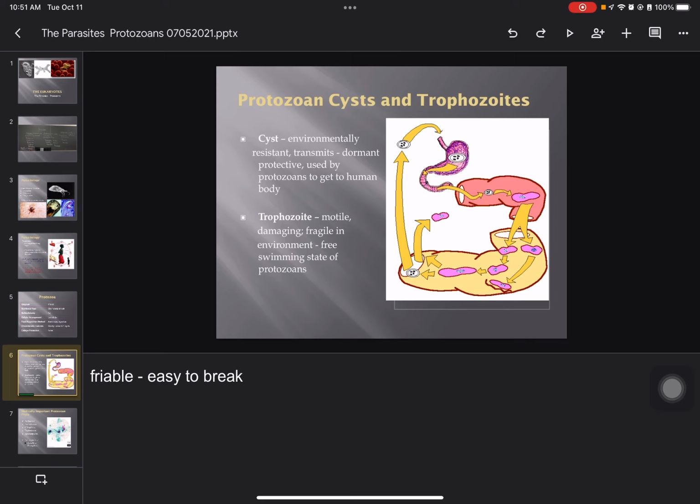And then that cyst can sometimes hold multiple nuclei. You see how that one's representing 4 nuclei? That means that there are 4 different organisms in that cyst.